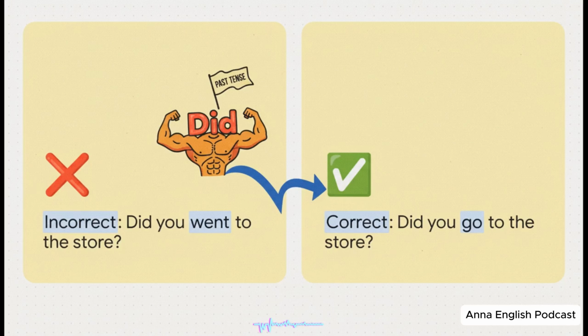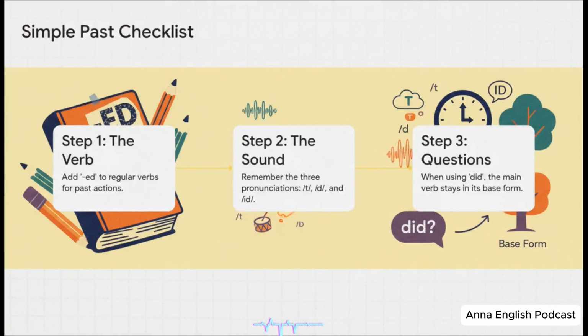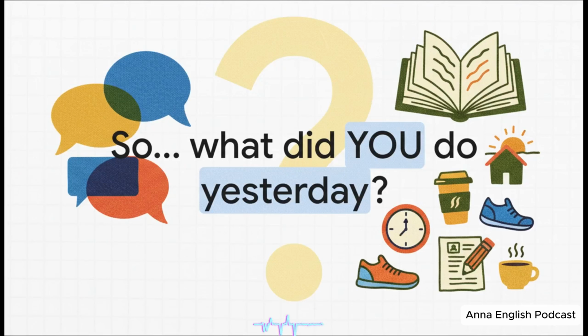Simple as that. All right, let's wrap this all up with a quick and easy checklist. First, for regular verbs, just add ed. Second, always remember those three different sounds, the t, the d, and the id. And third, if you're asking a question with did, you always use the basic original form of the verb. That's your game plan. And just like that, we're right back where we started. But now you have all the tools you need to answer this question perfectly.